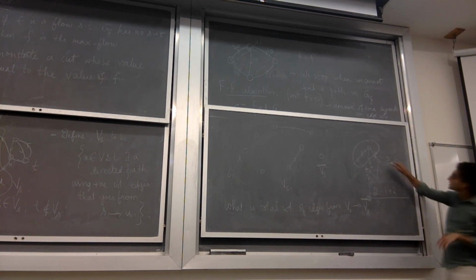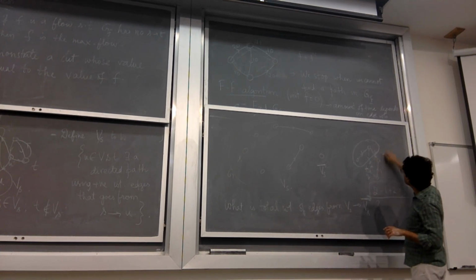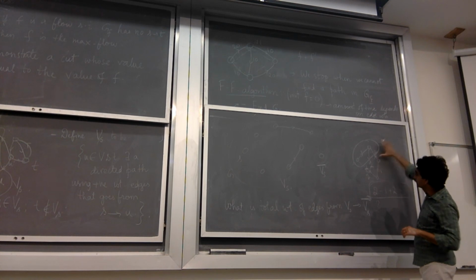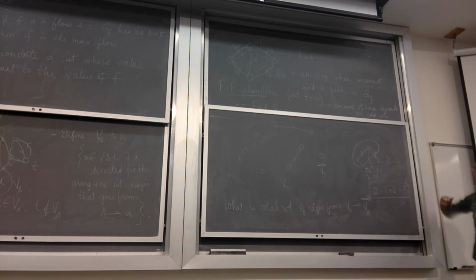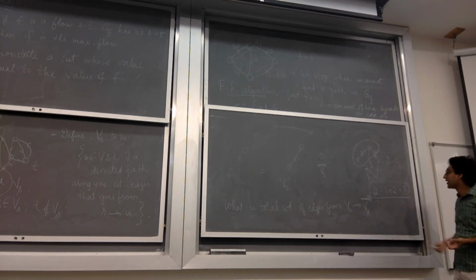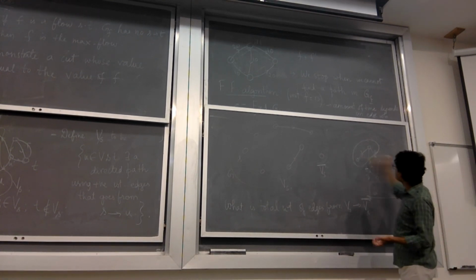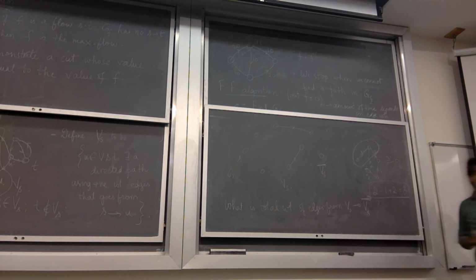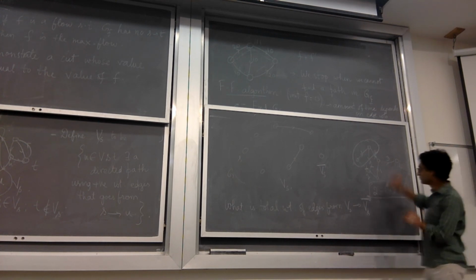And if I take any set of nodes that does not include either S or T, then the net outward flow will be 0. Everything that goes in has to come out, because the only vertices for which flow conservation is not satisfied are S and T. And if I take things that include both S and T, it's again 0. So this is a very simple fact.